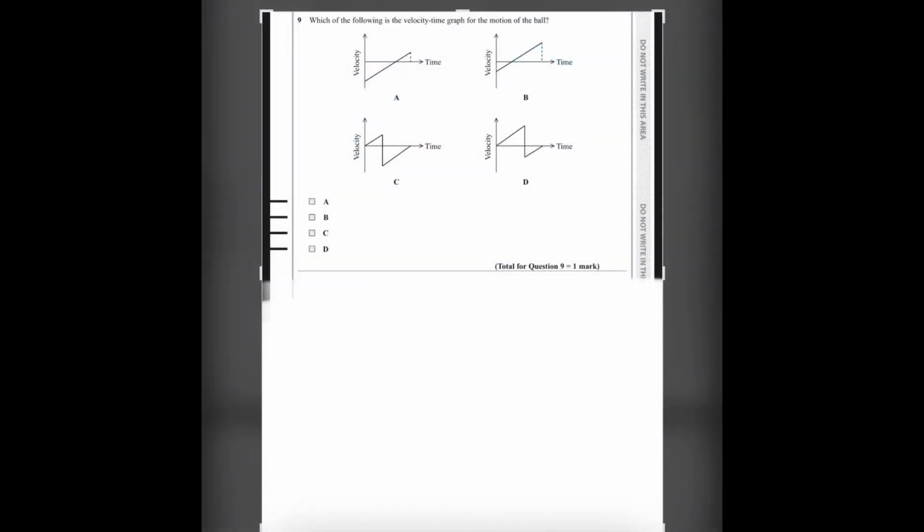Number 9. Which of the following is the velocity time graphs for the motion of the ball? So the ball is dropped, right? For example, this is the ground and the ball is dropped from this point to the ground. So when it is dropped, the velocity is 0, right? So this is velocity and this is time. So when the ball is dropped from this position, there is constant acceleration due to gravity, since F equals ma. Since there is a constant acceleration, there will be constant increase in speed.